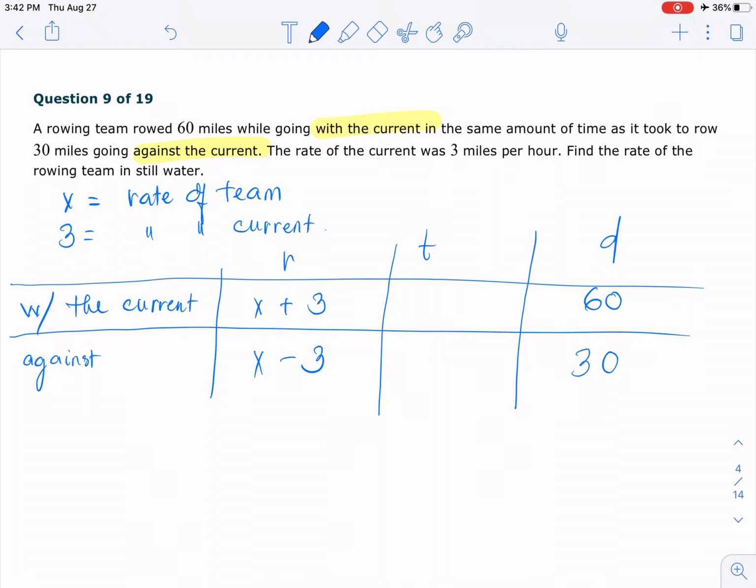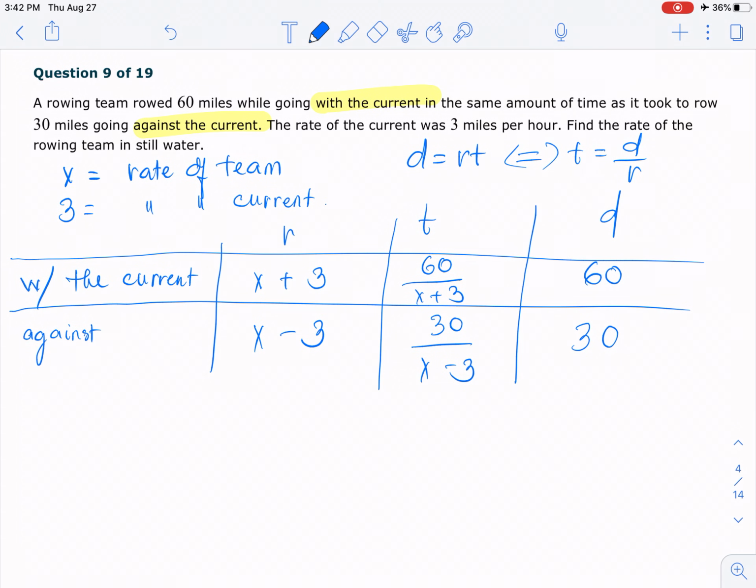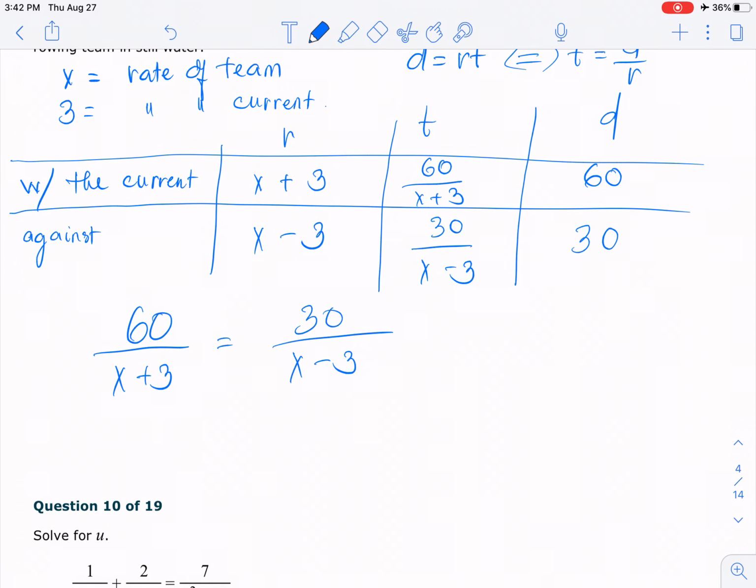Now, the time, we don't know, but you can solve for it. D equals RT, therefore T has to be D over R. So D is 60, R is x plus 3. Then 30, x minus 3. Now we need to write the equation, and the one piece of information we haven't used is that they travel in the same amount of time. So I'm going to put the time, and we set the times equal to each other. Now you have a proportion problem, so you can simply cross multiply.